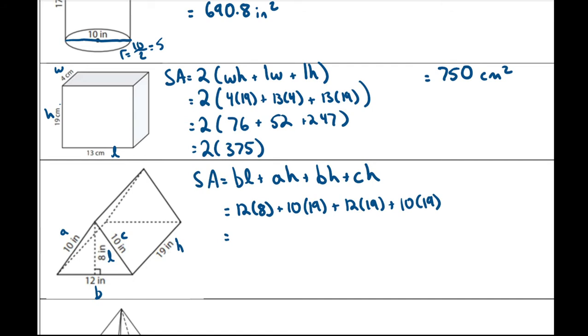I'm going to go through and calculate each part individually, again, just to avoid making those minor errors. 96 plus 190 plus 228 plus 190. And now I can go through and add these. It should be fairly straightforward to add them all together. And we end up with 704 inches squared.